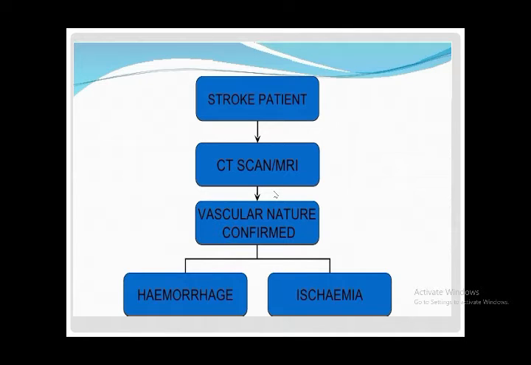So, when a stroke patient presents, you have to go for diagnostic tests with CT and MRI, and once you have confirmed the vascular nature, either hemorrhage or ischemic stroke, then you have to start treatment of the patient based on these imaging findings. You cannot start the acute specific therapies unless you know the nature of the cerebrovascular accident, whether it is ischemic infarction or hemorrhagic infarction.